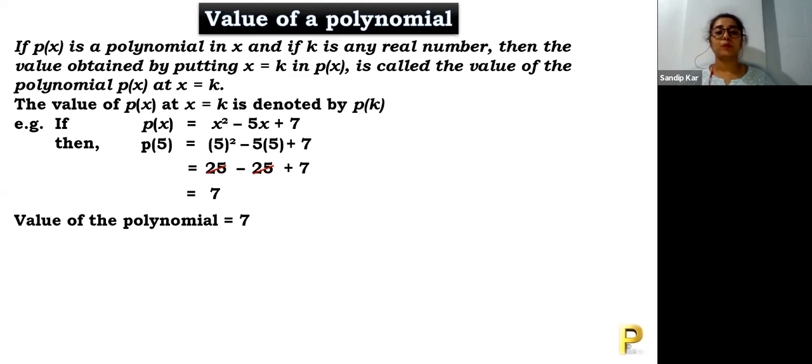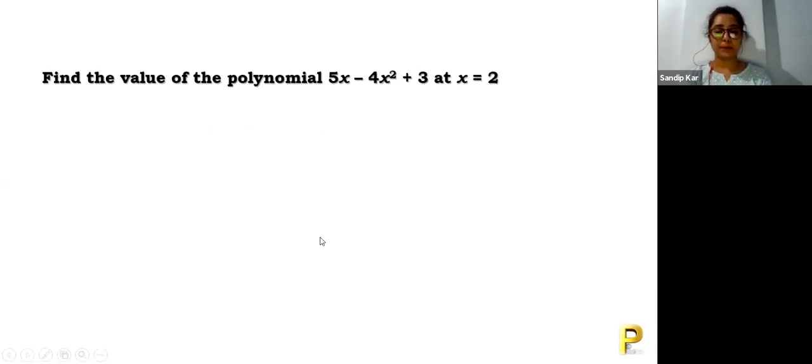So what is the value of a polynomial? In place of a variable, you put a number, and after solving the question, what answer you get is the value of a polynomial. Let's look at an example so you have a clear idea. The question is, find the value of the polynomial 5x minus 4x squared plus 3 at x is equal to 2.